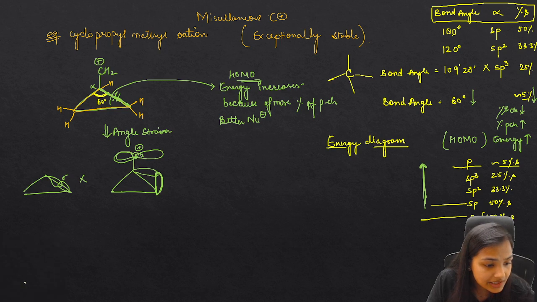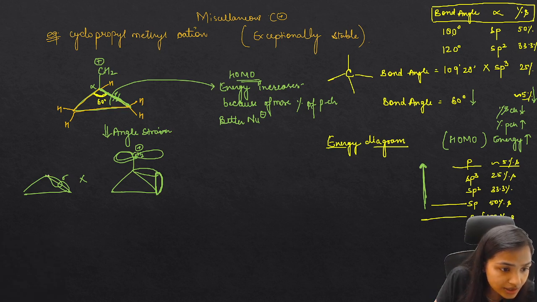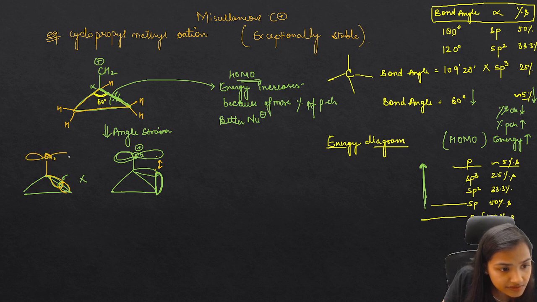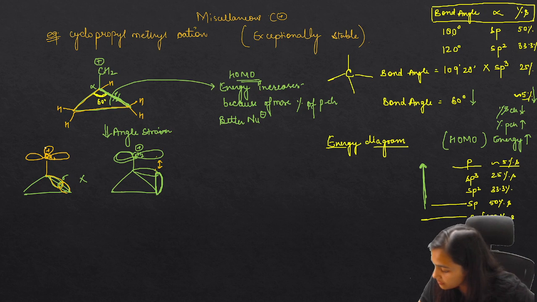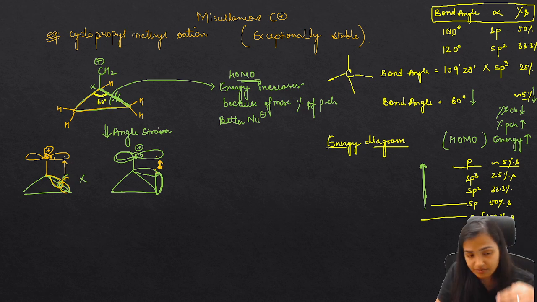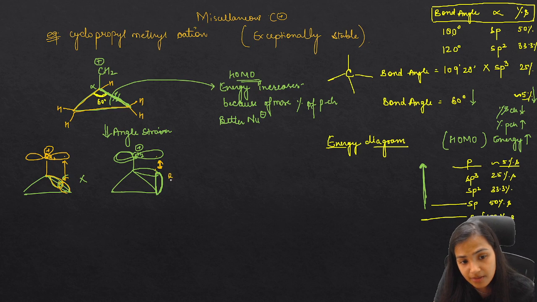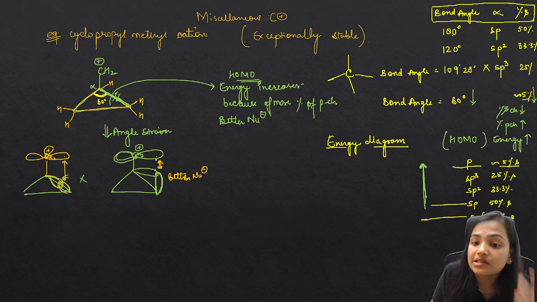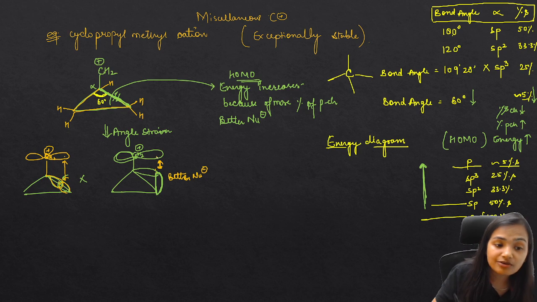Basically, because of this reason, this bond is not like this, it is something like this, bent. So this and this become closer to each other. If you see this and this, you will be able to see the difference. Here this gap is large, but here this gap becomes smaller. Because of the increase in P character, this becomes a better nucleophile, and so the tendency to give the electron pair increases.